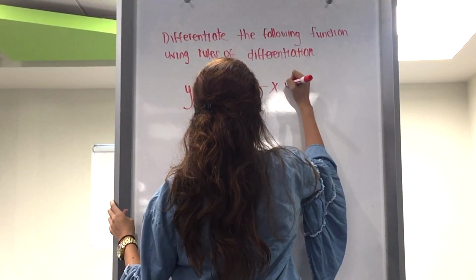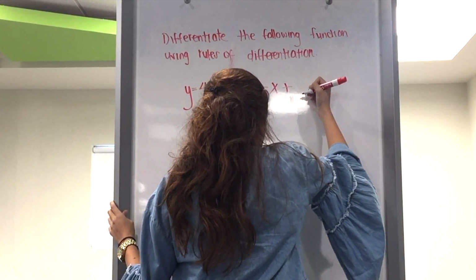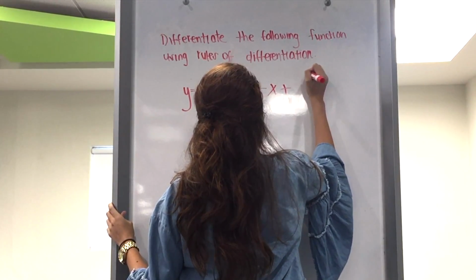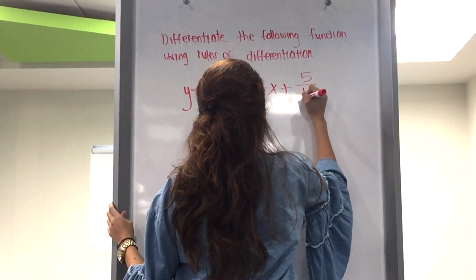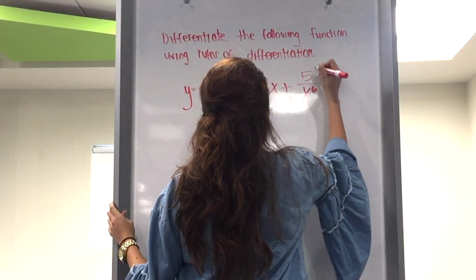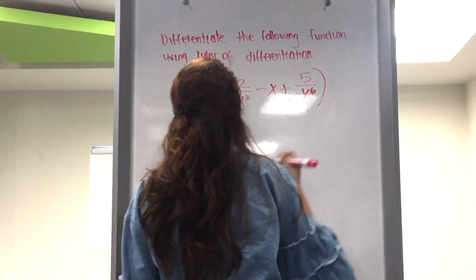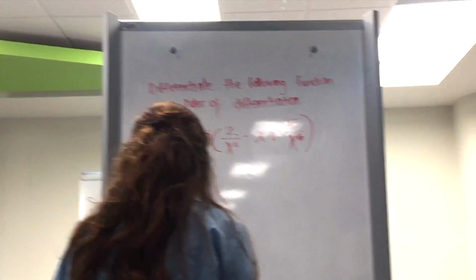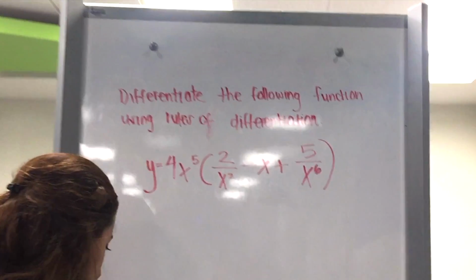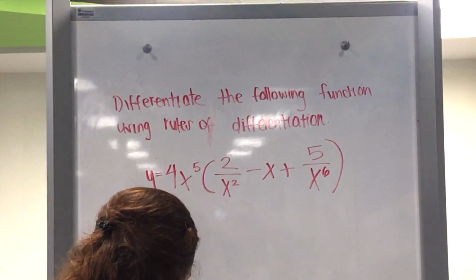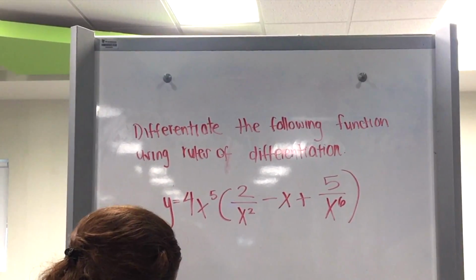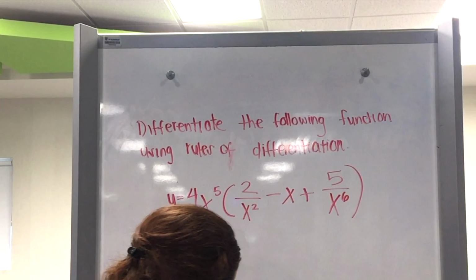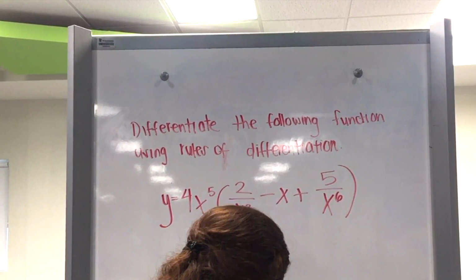Number 2: if y equals c times f of x, then y prime equals c times f prime of x. Third and last one: if y equals f of x plus or minus g of x, then y prime equals f prime of x plus or minus g prime of x. Now, knowing this, we are able to solve our problem.